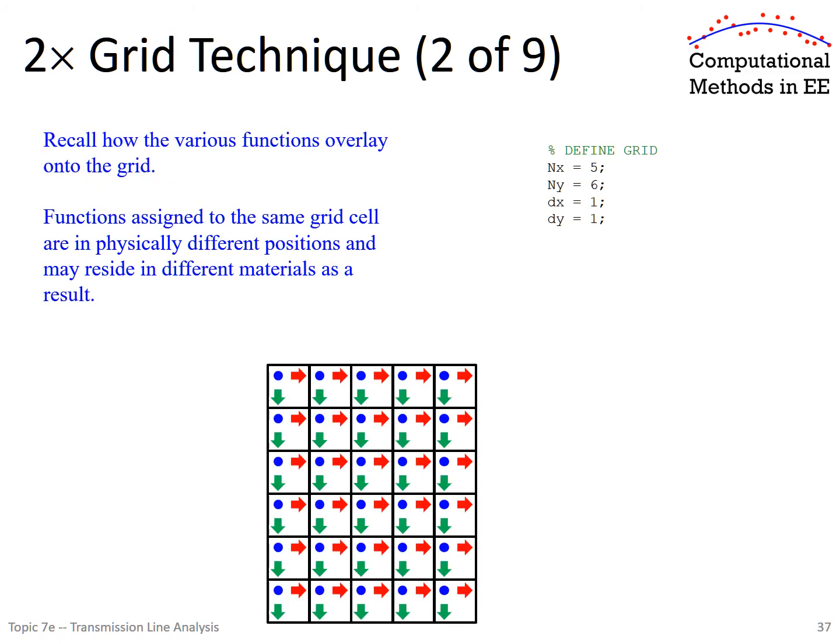Now at this point, we just need to be reminded of where these different functions go. So remember, the blue dots is where we're storing our scalar potential, and the red and the green arrows are where we're storing the x and y components of our electric fields. And so I'll keep these here just to remind us where things are.